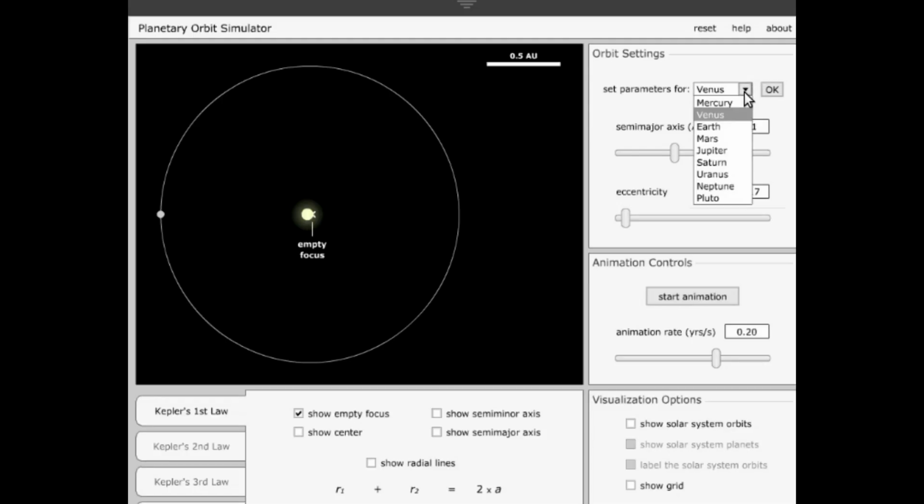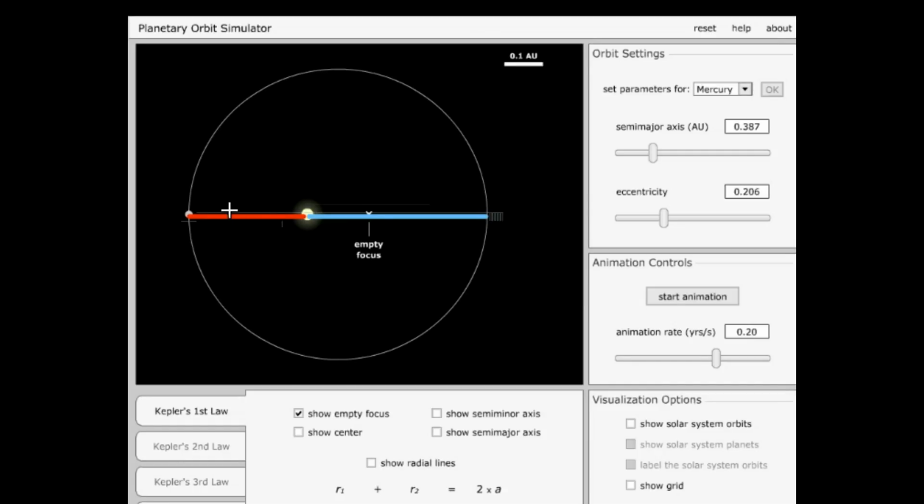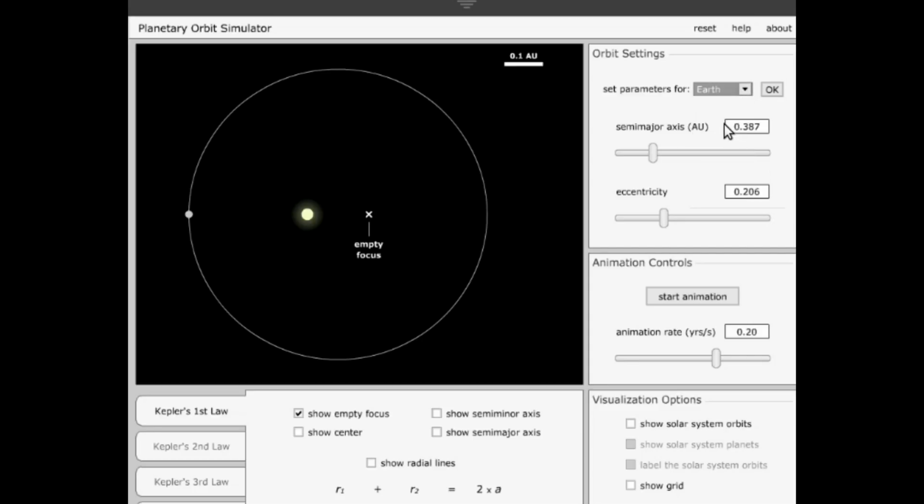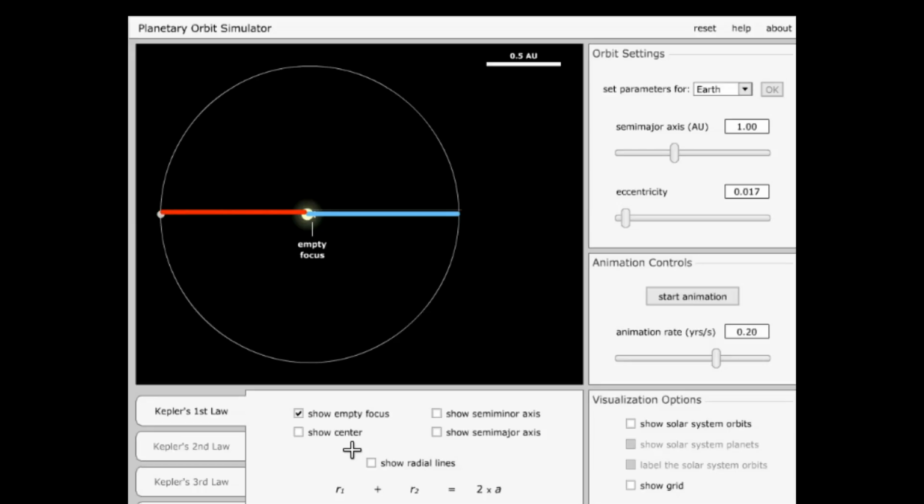Not in the case of Mercury. In Mercury, look at this distance. This distance is very small compared to this distance. The first law says that sometimes the planet may be near to the Sun, sometimes it is away from the Sun. This can be evident in the case of Earth. So the first law says that sometimes the planet will be near the Sun and sometimes away.